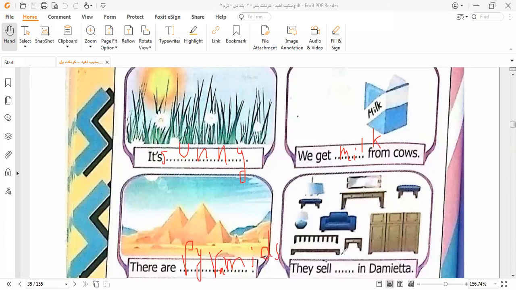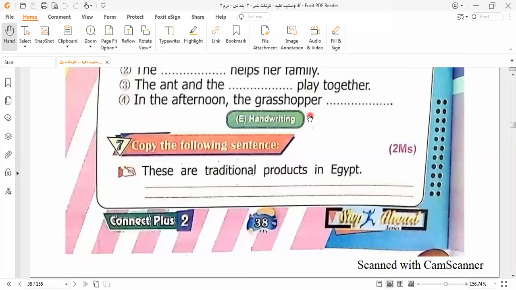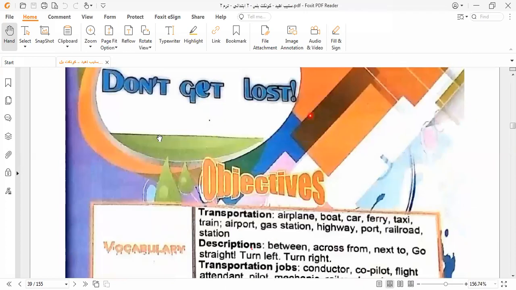Furniture. Here we sell furniture. Here is furniture. Let's go to another exercise. This is the story. I will explain later. I will leave it now. Let's go to unit 8 to know more about it.